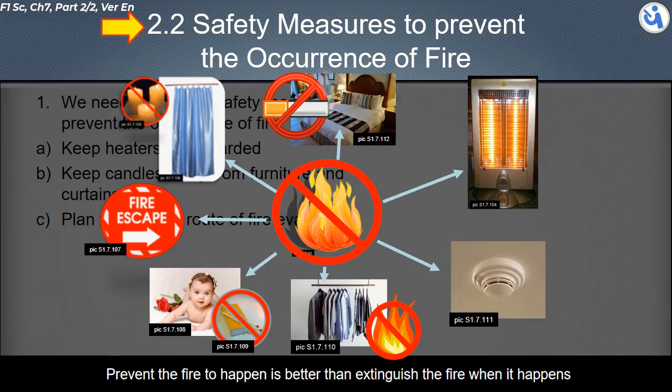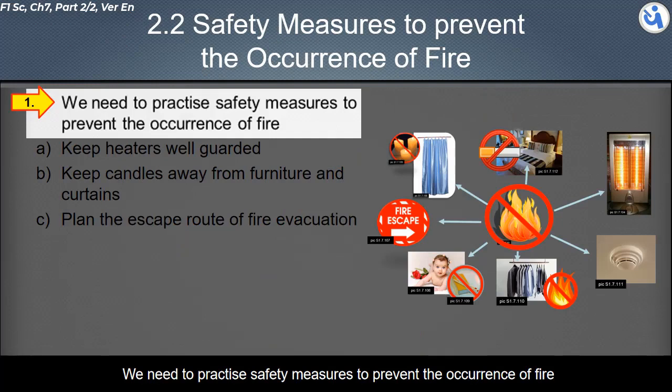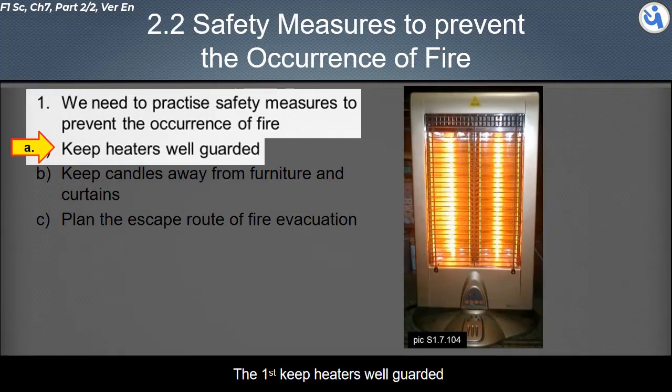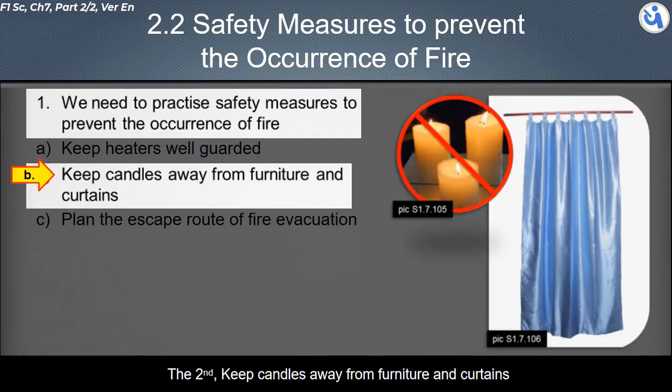Preventing the fire from happening is better than extinguishing the fire when it happens. Now, let's talk about safety measures to prevent the occurrence of fire. We need to practice safety measures to prevent the occurrence of fire. The following are the safety measures. The first is, keep heaters well guarded. The second is, keep candles away from furniture and curtains.